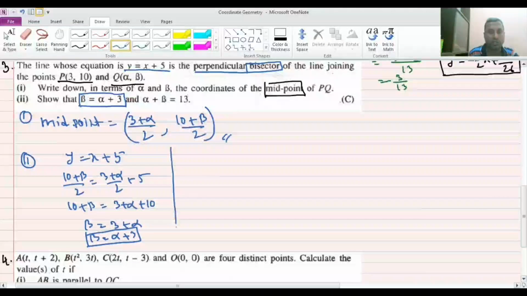Now we can do another thing, that is the second part: α + β = 13. What ways can you do this? See, perpendicular bisector. There is a perpendicular. So let me see the gradient from y = x + 5. From here the gradient will be 1.